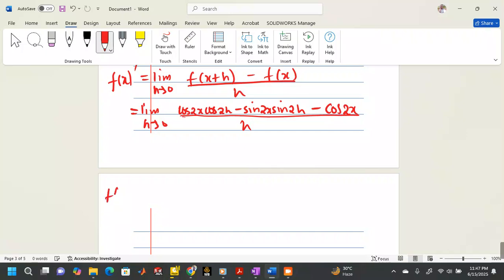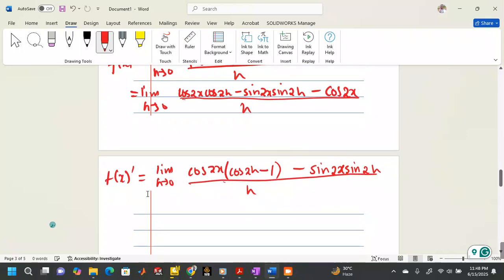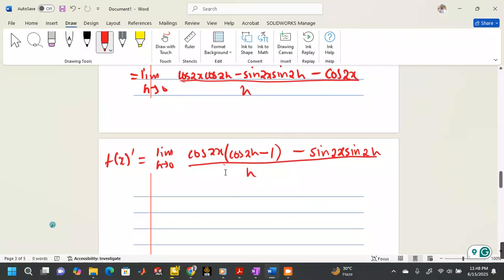Next we write f'(x) equals the limit as h approaches 0. We're grouping the cosine, taking out cos 2x. So here you have cos 2h minus 1, then minus sin 2x sin 2h, everything over h. Remember, we now try to separate those with x and those without x.